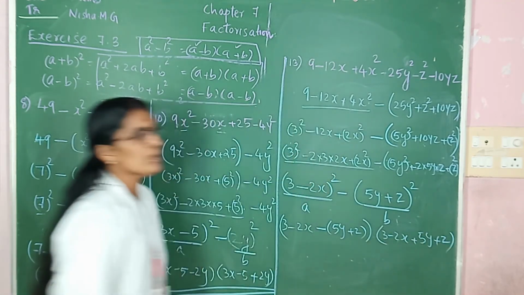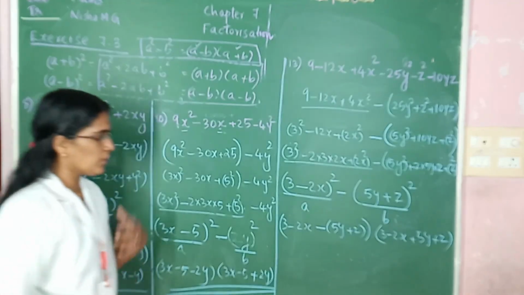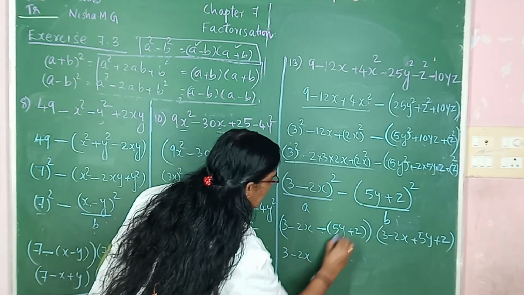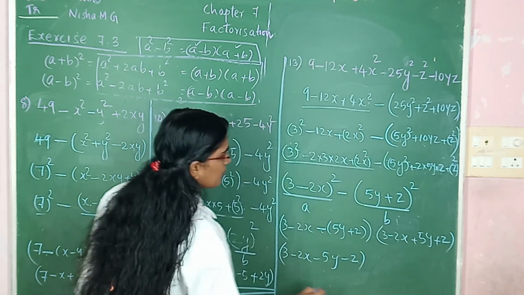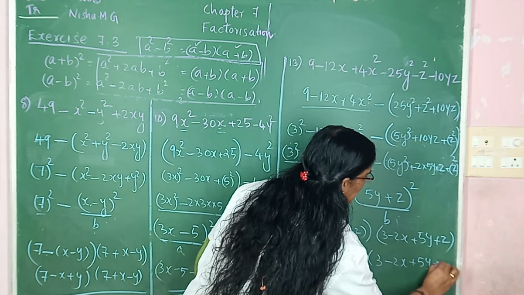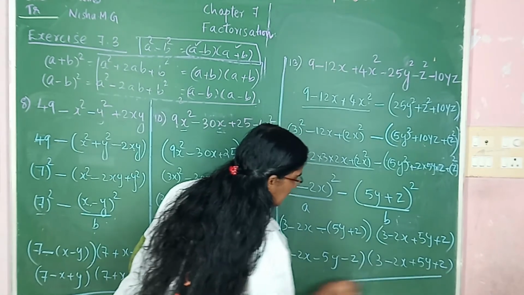Is it clear children? I hope it is clear for you. Do more and more questions. Then you can study yourself. Just open the bracket. 3 minus 2x minus 5y minus z. Second term no change because addition no change. If it is subtraction with two terms, the sign will be changing. Addition no change.